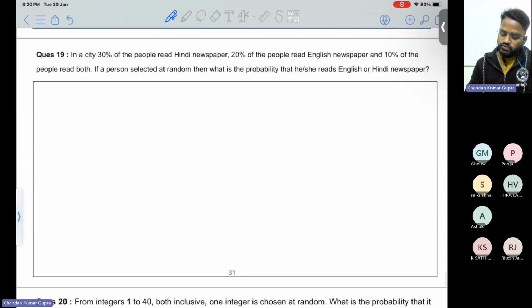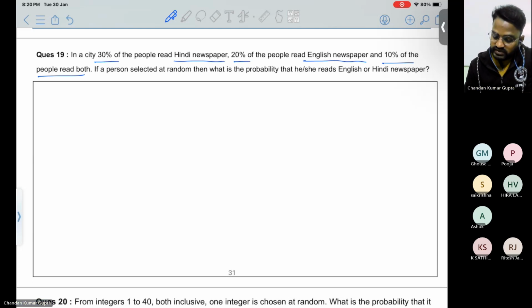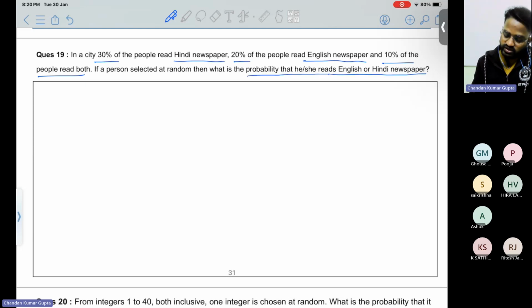Now question number 19. In a city, 30% of the people read Hindi newspaper, and 20% of the people read English newspaper, and 10% read both. If a person is selected at random, what is the probability he or she reads English or Hindi?